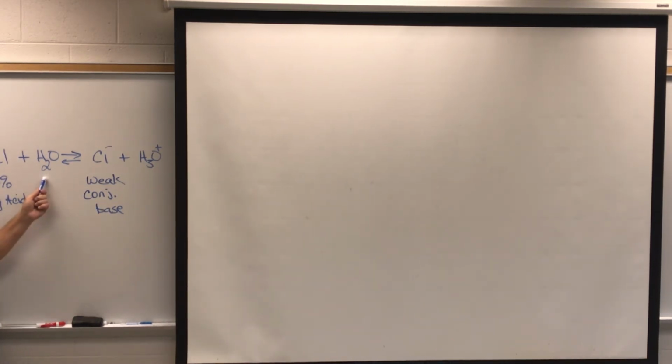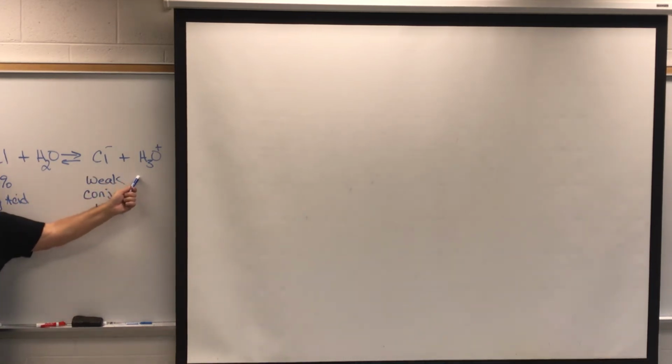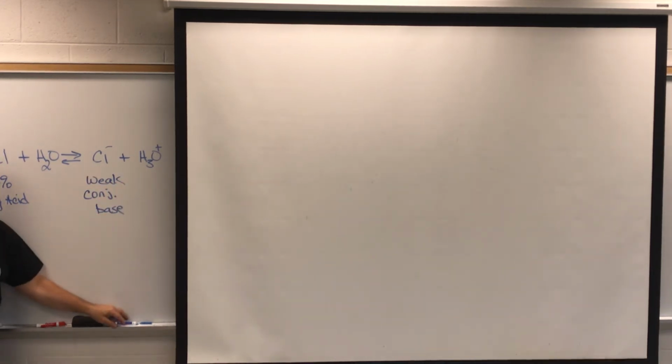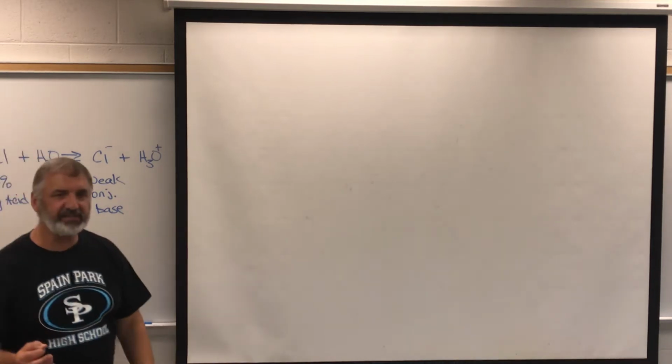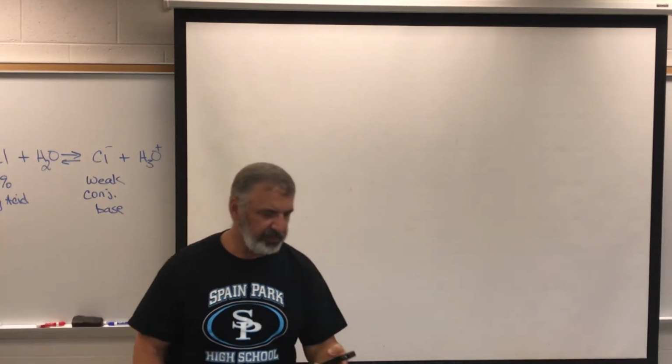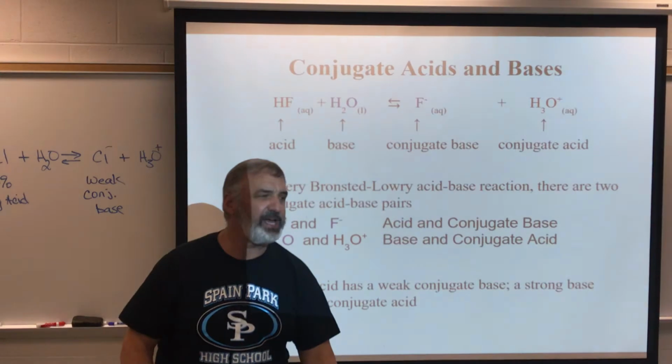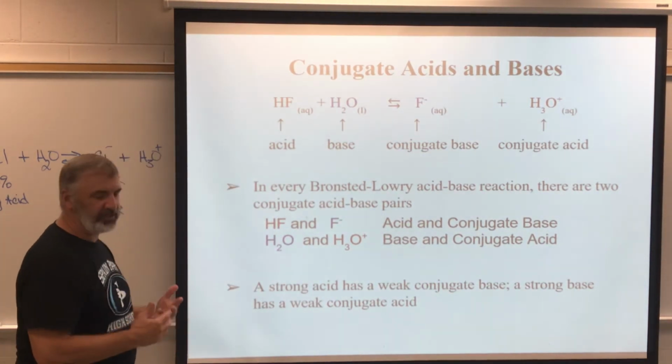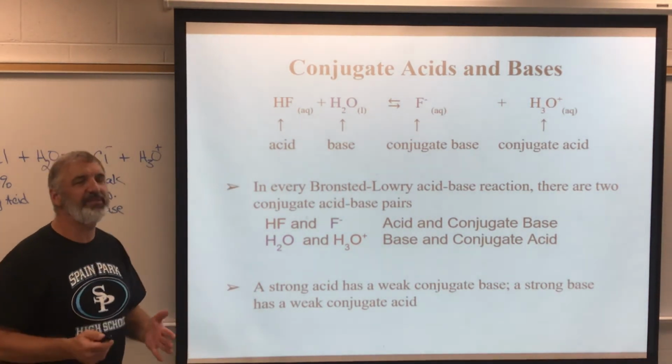A weak base makes a stronger conjugate acid. So acids make conjugate bases, bases make conjugate acids, strong makes weak, okay? I wish I had more time to develop that. That's something that's really important. You just have to remember that it's opposites.